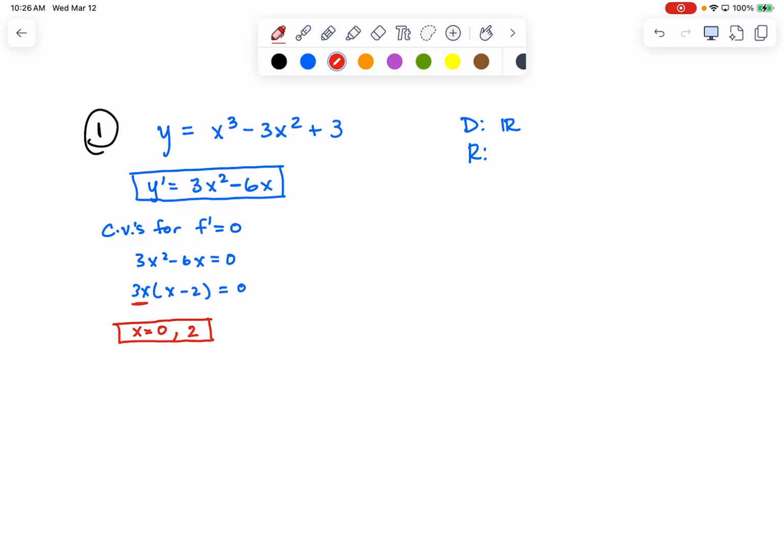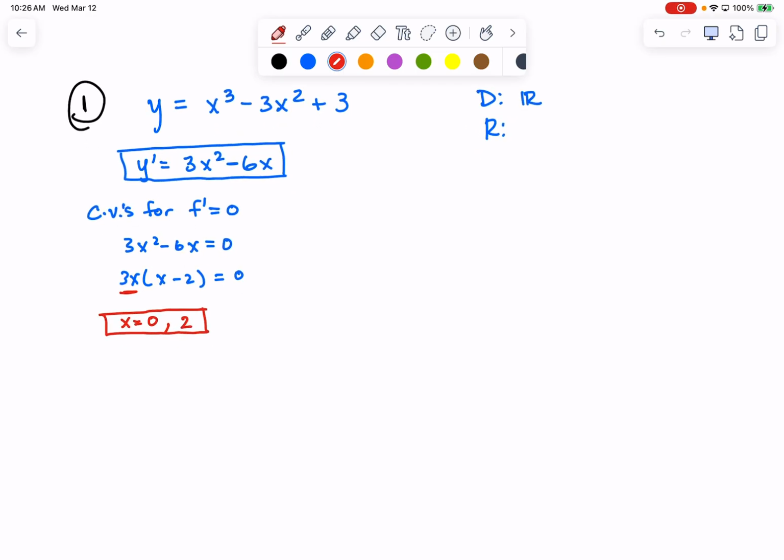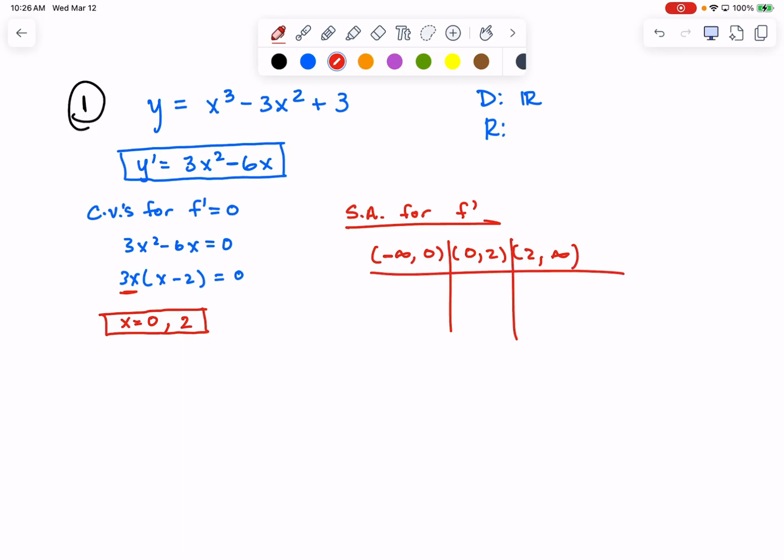All right, now we're going to do our SA for the first derivative. I'm going to go over here to the right and do it. SA for f prime. Are you ready? So the SA for f prime, sign analysis, would be from negative infinity to what? 0. 0 to what? 2. And 2 to what? Infinity. All right, make sure. If you miss a critical value, your whole sign analysis is going to be screwed up. And that's where you start losing points like crazy.